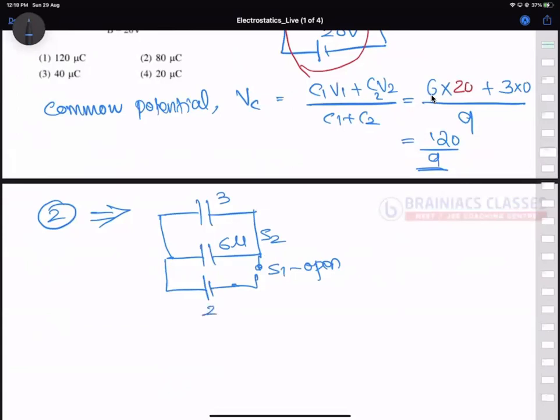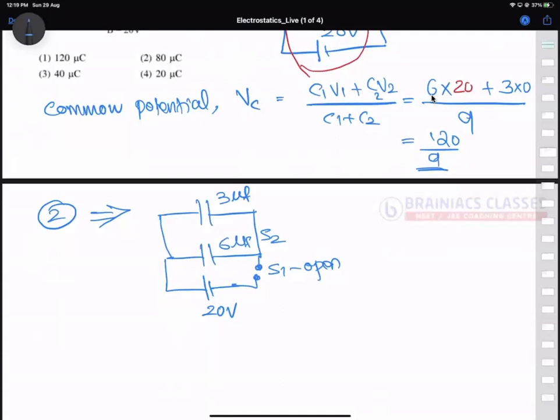This is 20 volts. S1 open means the battery has no role, because the wire is cut. S1 open, S2 closed, so these two are capacitors. Now, common potential means the potential on this 6 microfarad capacitor. The first one closed is the 6 microfarad capacitor. Now the 3 microfarad is closed, which means S2 is closed, but the 6 microfarad capacitor is disconnected from the 20 volt source because S1 is open.